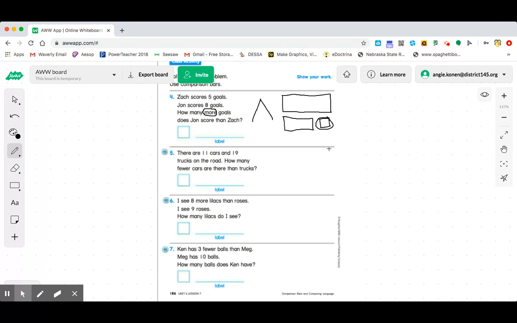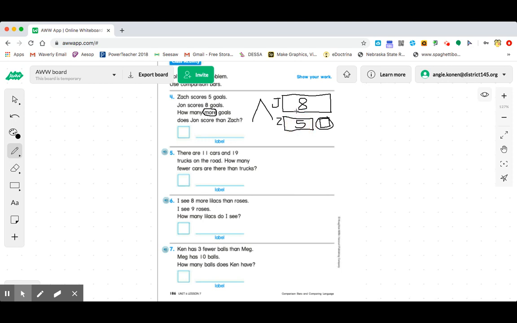Now I'm going to do my comparison bar here. Who has more? It says Zach scores 5, John scores 8. Picture that in your head. Who do you think scored more goals? Right, John. So we're going to put a J next to the big box. And we're going to put 8 because it says John scores 8 goals. Here we have Zach. He has less. So we're going to put a Z for Zach, and say he did 5 goals.